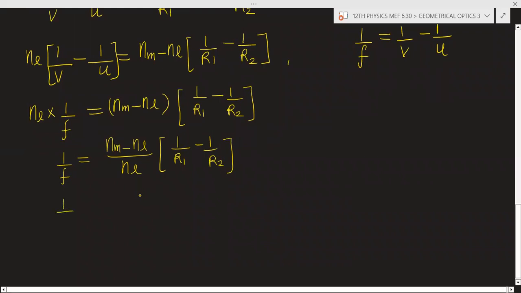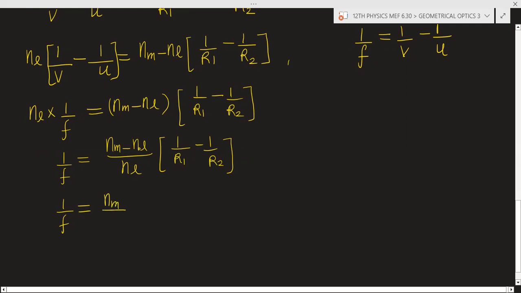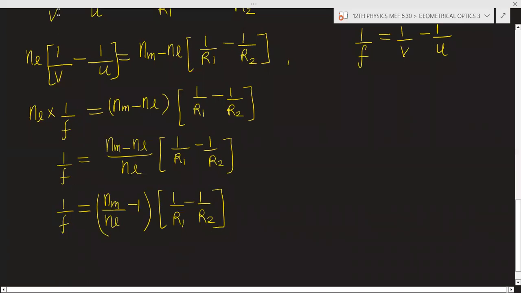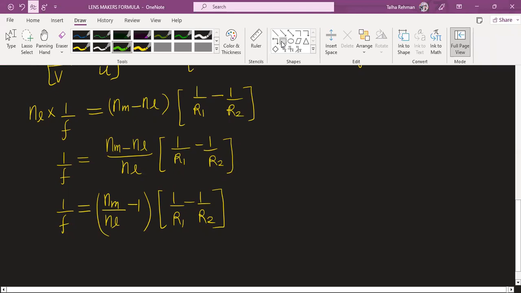Now 1 upon f is equal to, you can write this term, you can divide this NL to Nm and NL. So it will become Nm by NL minus 1, and it will be 1 by R1 minus 1 by R2. So this will be the lens maker formula.